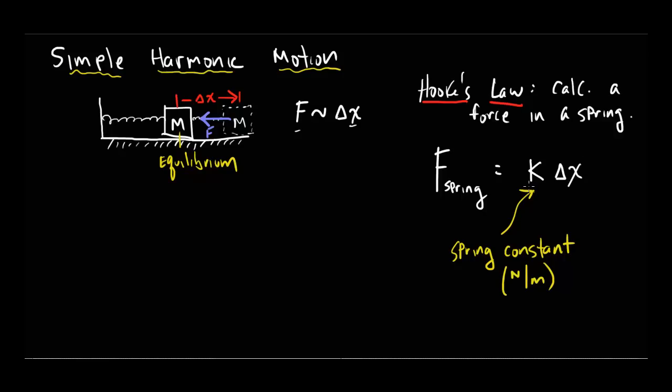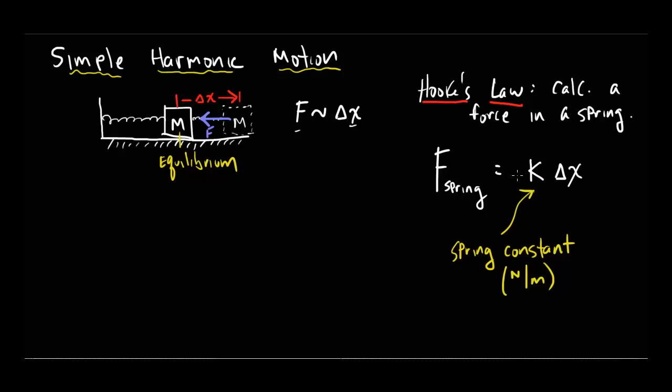And right here, we've taken away the directly proportional to symbol and put an equal sign in. So this is a much stronger relationship. And we can see that F is directly proportional to delta x. And to turn it into an equality, all you need is this proportionality constant. In this case, the proportionality constant is the spring constant.